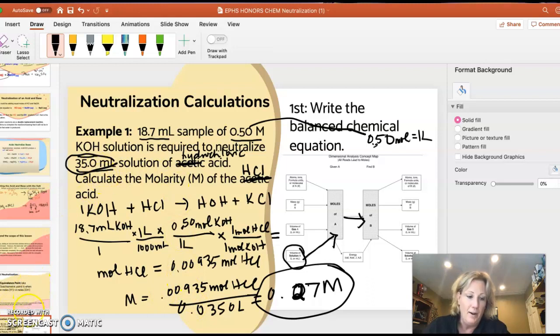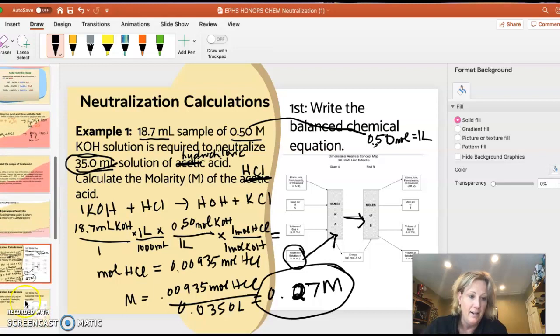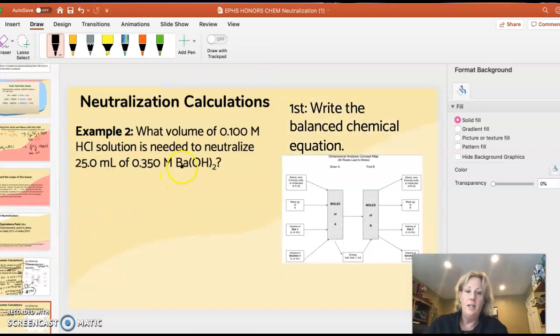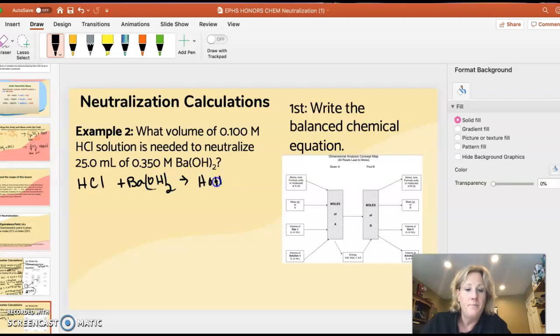All right, one more. Let's see if I can get there. So this question here is similar but different. It's still a neutralization. You still want to always write the balanced equation first. Balanced equation, it's hydrochloric acid and barium hydroxide. So I'm going to get water, and I'm going to get barium chloride. It's important that you have it balanced, that you wrote these correctly based on charge. And then balancing it, I'm going to put a 2 and a 2.